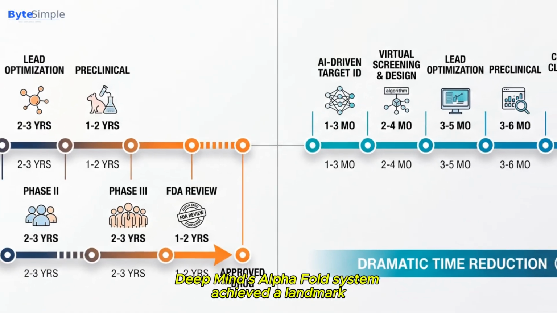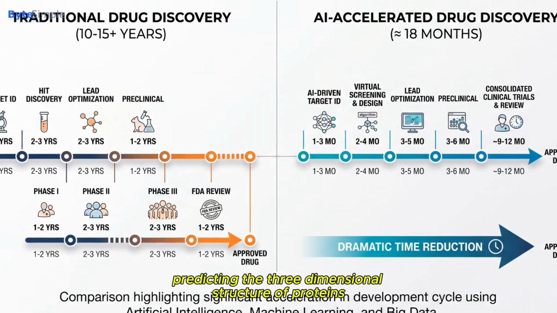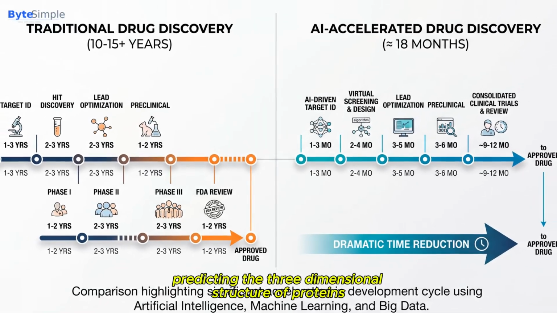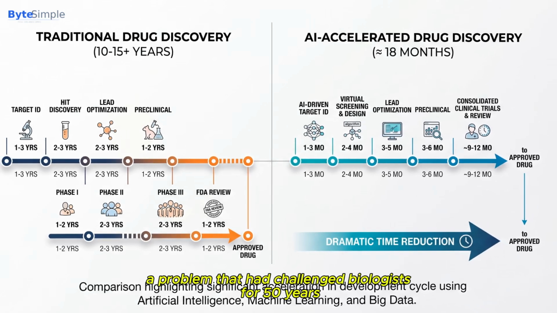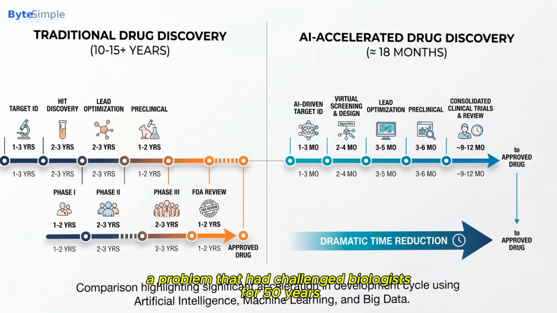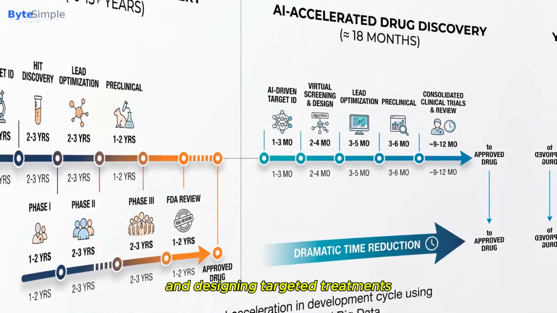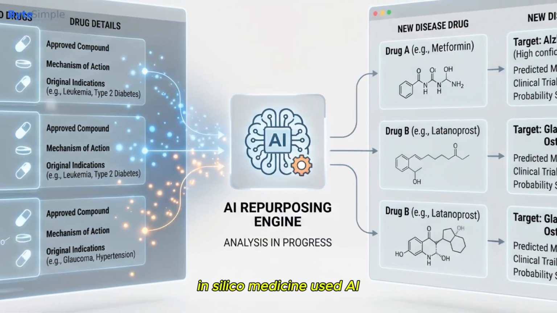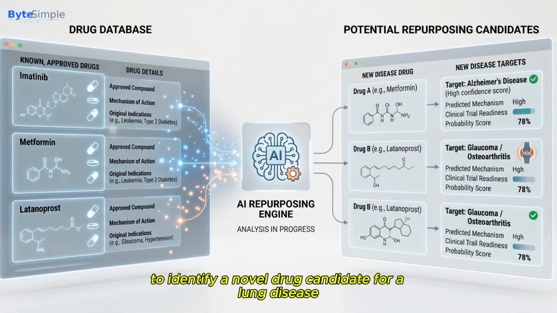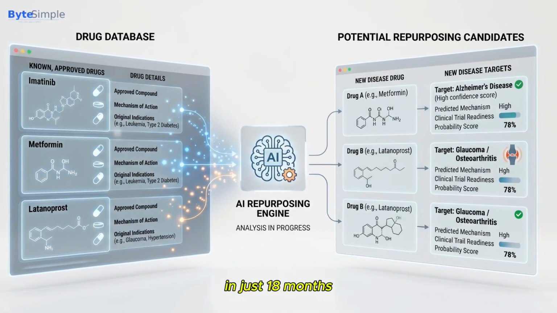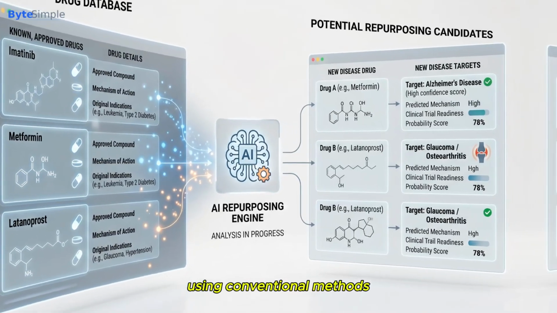DeepMind's AlphaFold system achieved a landmark scientific breakthrough by accurately predicting the three-dimensional structure of proteins from their amino acid sequences, a problem that had challenged biologists for 50 years, opening new possibilities for understanding diseases and designing targeted treatments. In silico medicine used AI to identify a novel drug candidate for a lung disease in just 18 months, a process that would typically take 4 to 5 years using conventional methods.